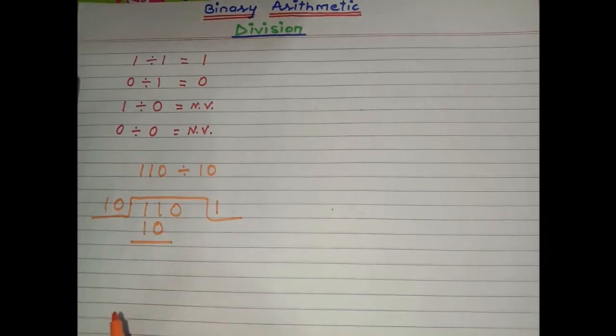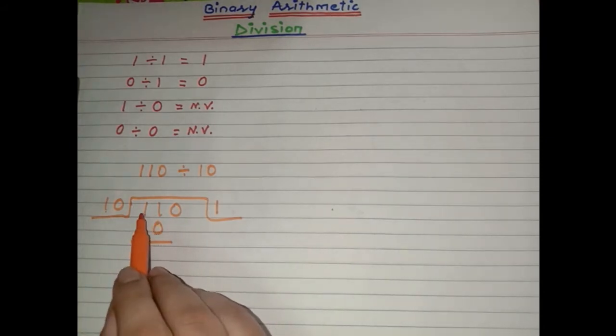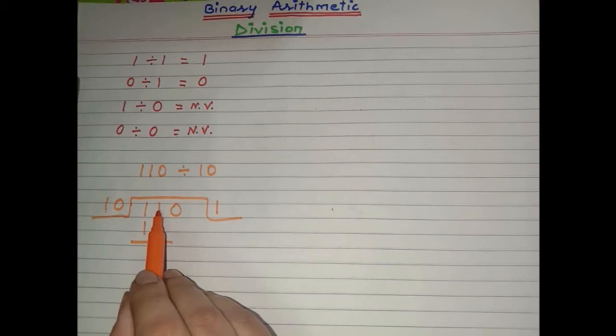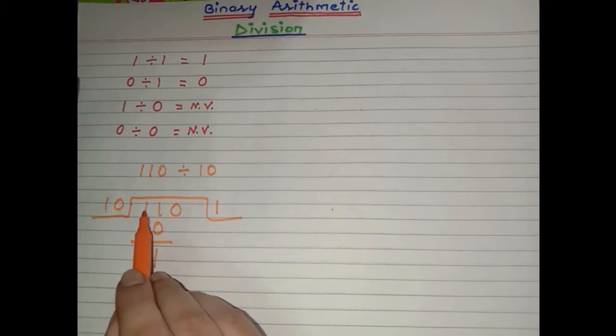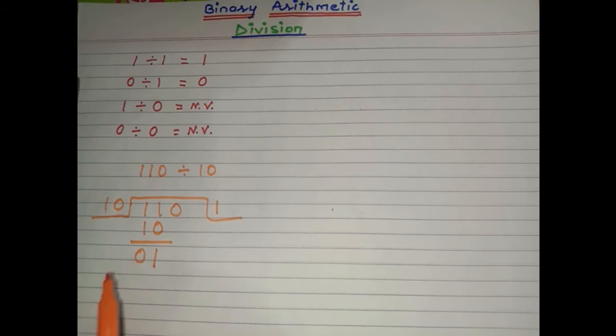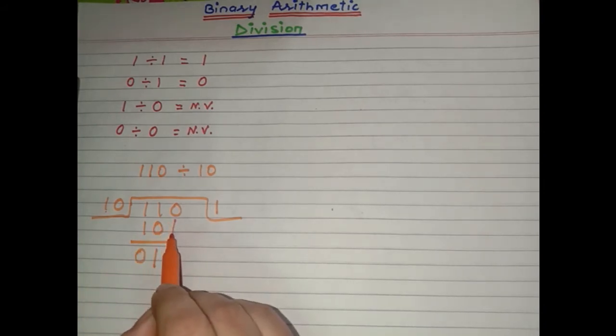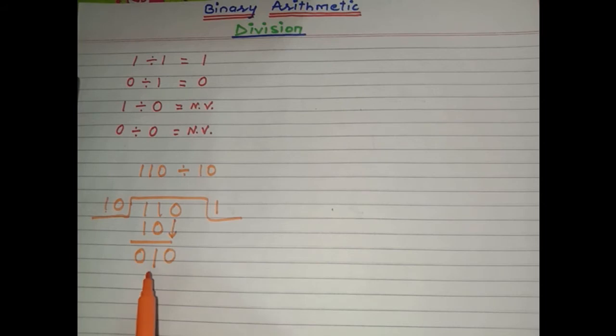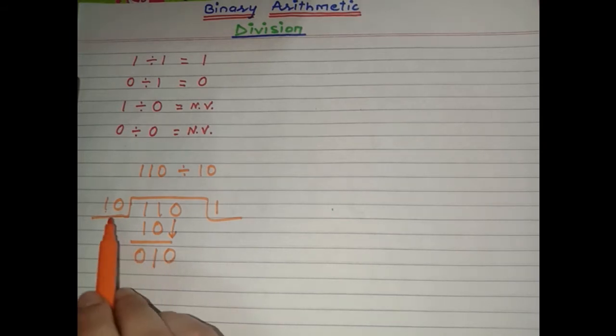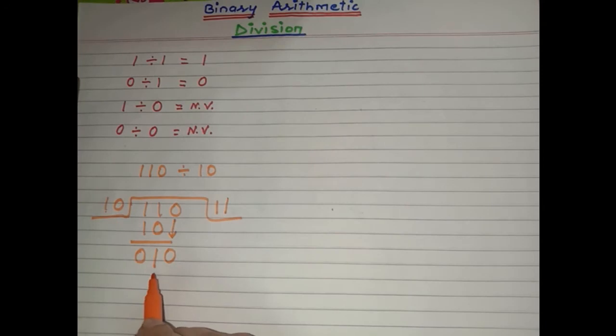Now, as we do in decimal division, just subtract these numbers. 1 minus 0 is 1, and 1 minus 1 is 0. Now take this 0 downwards. Now this is again 10. You can neglect the 0 on the very left-hand side of the number. Like, this is now 10. 10 multiplied by 1 will be equal to 10. 0 minus 0 is 0, 1 minus 1 is 0. That means the division is done now.